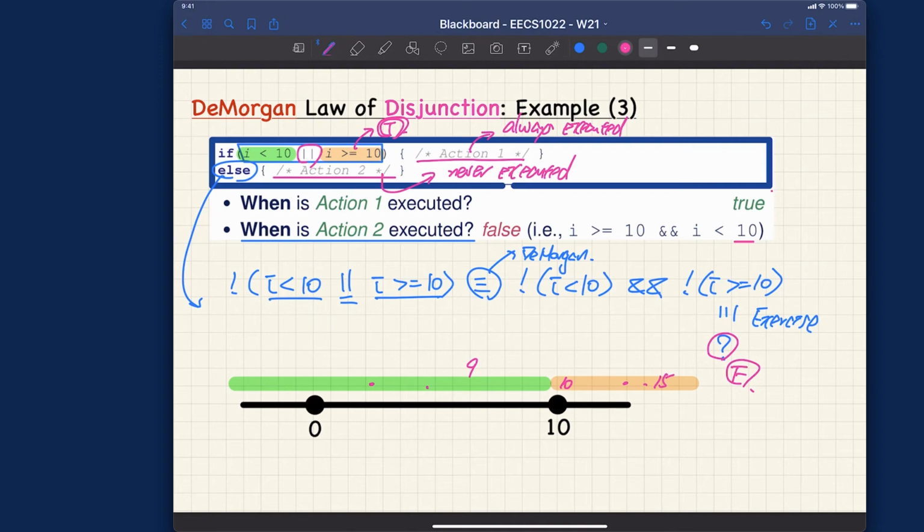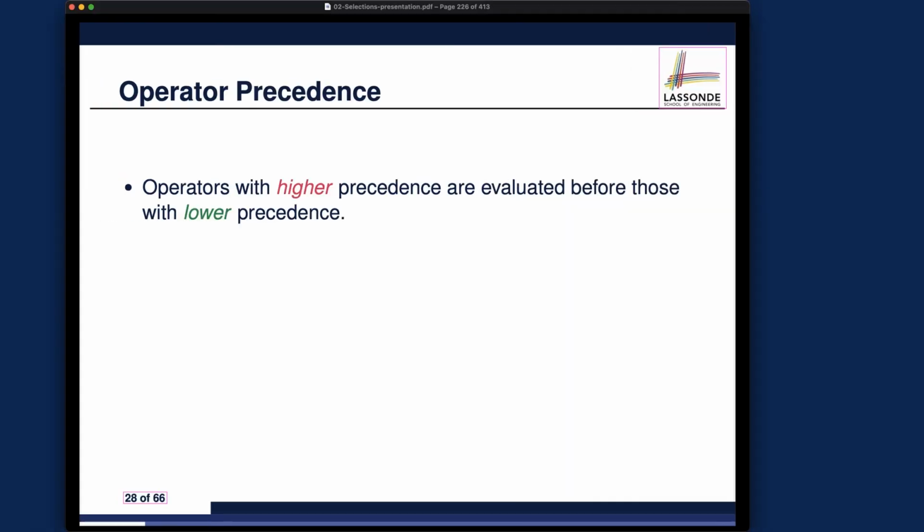Back to the slides about precedence. Operators with a higher precedence are evaluated before those with lower precedence. You can think of having higher precedence as having a higher priority level, and lower precedence means lower priority. Let's see one analogy right away.